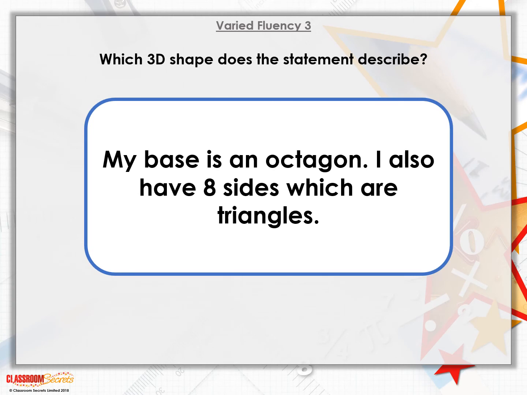Which 3D shape does the statement describe? So my base is an octagon. Remember, octagon having 8 sides. I also have 8 sides, which are triangles. So imagine each one of those sides at the base has a triangle attached. Imagine those triangles folding up and touching at the top to create one vertex at the top. So we would have an octagonal pyramid. If I had an octagon at one side and an octagon at the other, I would have an octagonal prism. Okay.